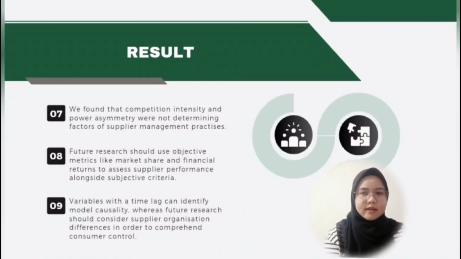We also found that competition intensity and power asymmetry were not determining factors of supplier management practices. For future research, they should use objective metrics like market share and financial returns to assess supplier performance alongside subjective criteria. Another finding in this article is that variables with a time lag can identify model causality, whereas future research should consider supplier organization differences in order to comprehend consumer control.